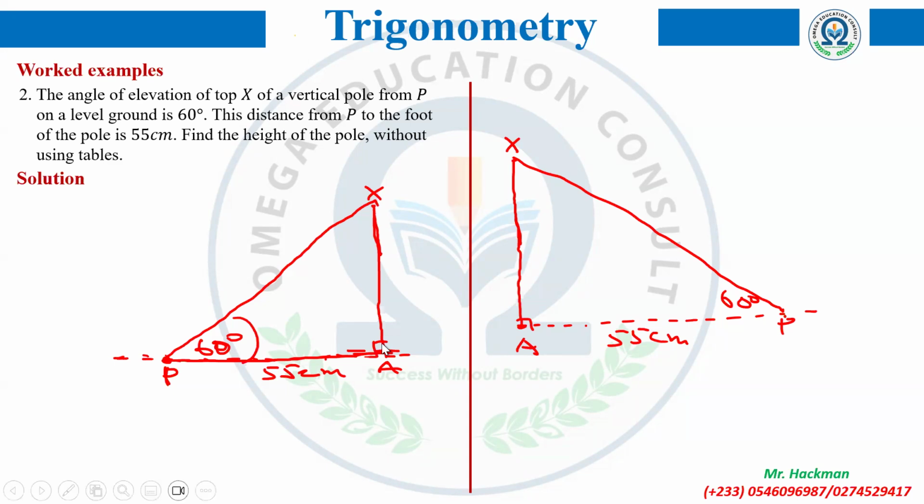AX, remember this is your pole. So if you are looking for the height of the pole, then it will be the foot to the top. So you are looking for AX, and AX is opposite to this angle. Am I right? So opposite is what I'm looking for. However, I know the adjacent. So which trig ratio is convenient for me to use?